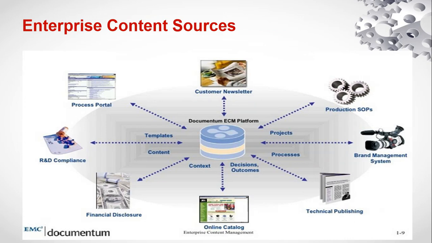So when we talk about the enterprise content management system, we have to understand where that enterprise content actually comes from. Here I have added different sources from where we can get the enterprise contents, or the sources where the enterprise contents get generated. You can see many things here, starting from R&D, compliance, process portal, customer newsletter, production SOPs, brand management system. From all these sources, a lot of enterprise content is generated. And to manage that enterprise-level content, we use Documentum.